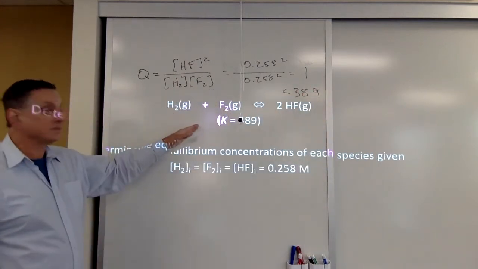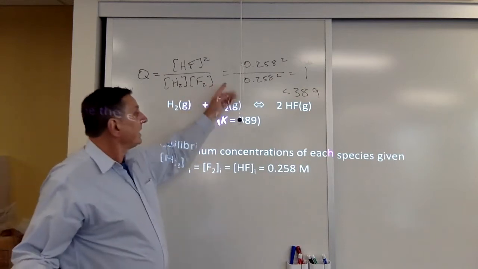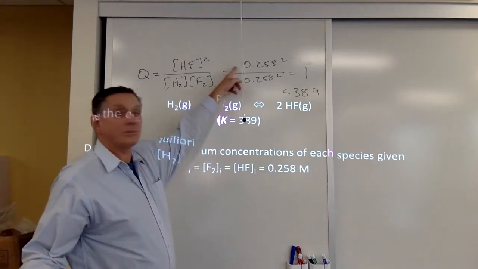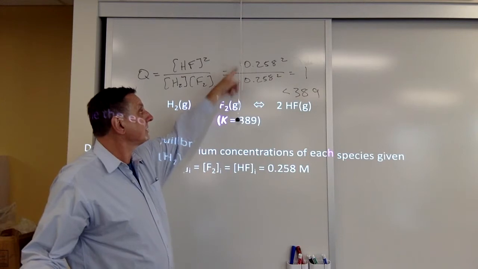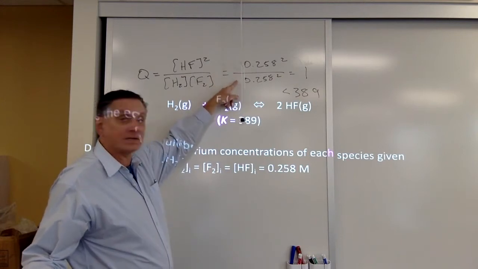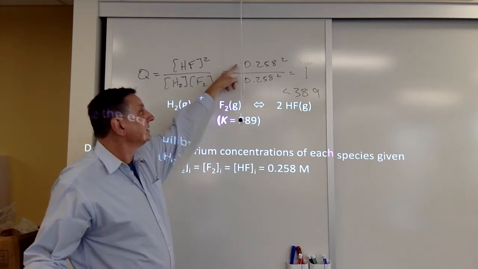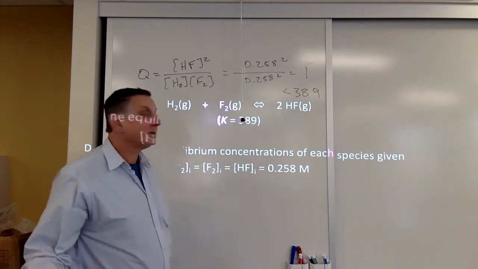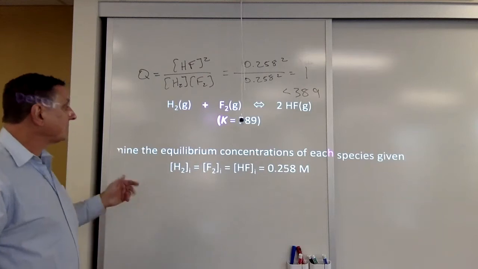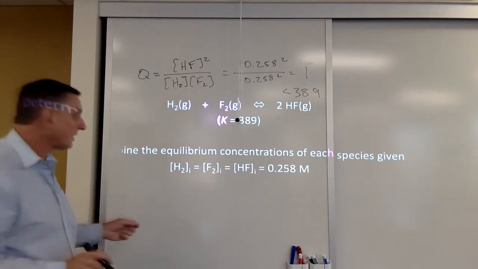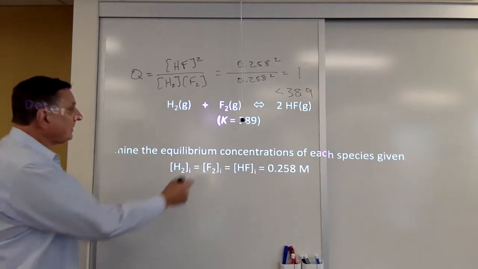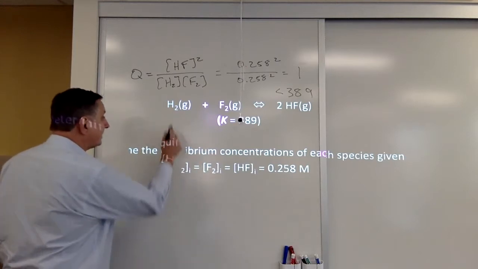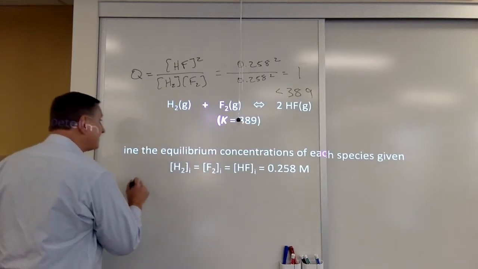Because Q is much less than K, the reaction is going to shift from reactants to products. Remember, this is products over reactants. The reaction will shift in this direction to make more of this until we reach equilibrium. So the reaction shifts from left to right. I'm just going to go down here, like I did before, and do the ICE table.